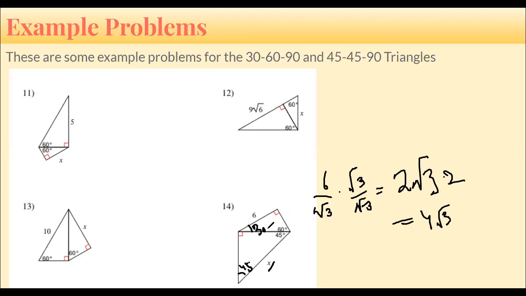Now we see that this side is opposite to 45 degrees. So in order to calculate x, we see that it's opposite to 90 degrees. So we just multiply this by square root of 2. That would be 4 times square root of 6. Pretty easy, right? Cool. Do you guys have any other questions?